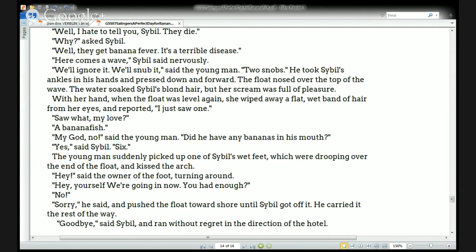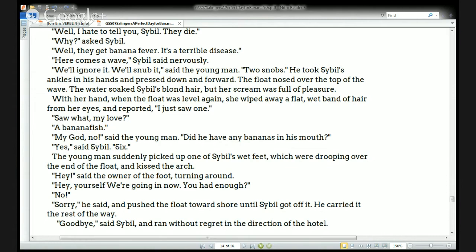And there's an interesting moment here, right? Those two lines stand out for me, but mostly because of the line in the middle. It's kind of like a sandwich. On the top of the sandwich, you have the line, "The water soaked Sibyl's blonde hair, but her scream was full of pleasure." At the other end of the sandwich, you have, "Goodbye," Sibyl said, and ran without regret in the direction of the hotel. In the middle of the sandwich, you have this different line, which is the most significant line in the entire story, in my opinion. Without this line, the story would not have the same meaning.